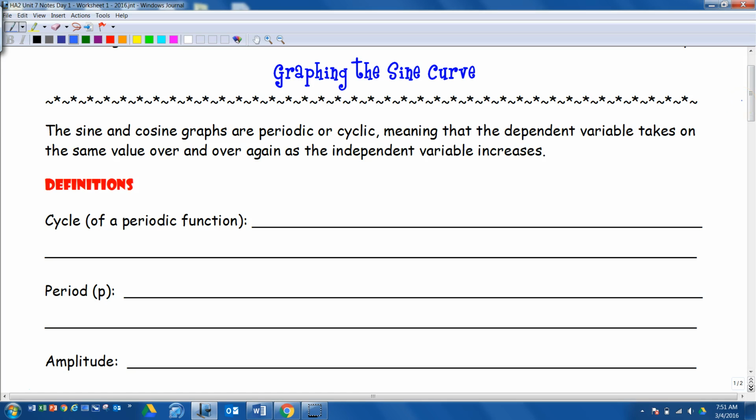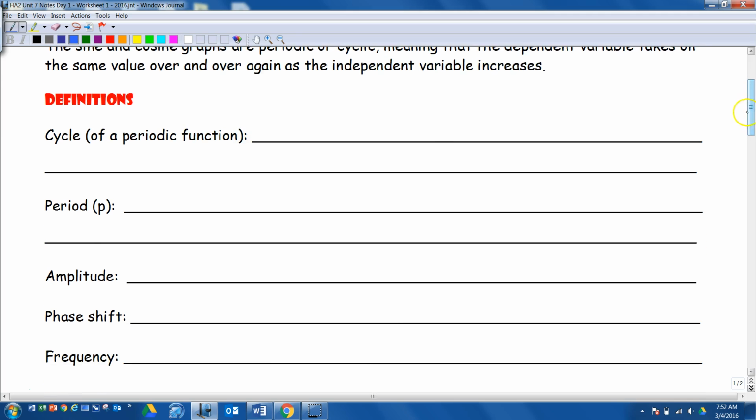Sine and cosine are both cyclical or periodic in nature, which means they repeat over and over. You can think of going around the unit circle over and over again, and the y values that you go between and the x values that you go between. And we'll talk about that down below. But first, let's just do some definitions.